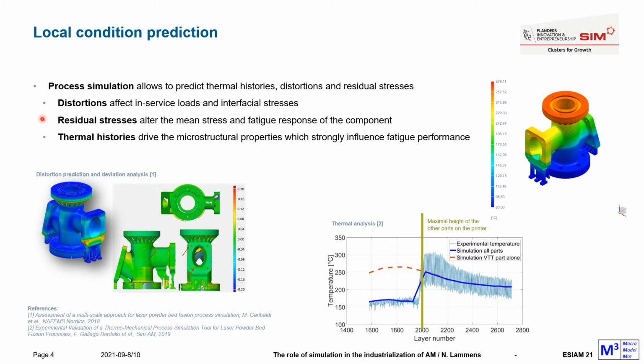Finally, thermal histories will drive the microstructural properties of the material, and those again have a strong impact on the fatigue performance. The 2 pictures on the right show the results from a thermal analysis, and the picture in the middle shows that to get a good view of the thermal history of a component, you should not only look at the single component, which would give you the red dotted line, but actually you have to take into account all components in the build chamber to get a good representation of the thermal history of your own component.